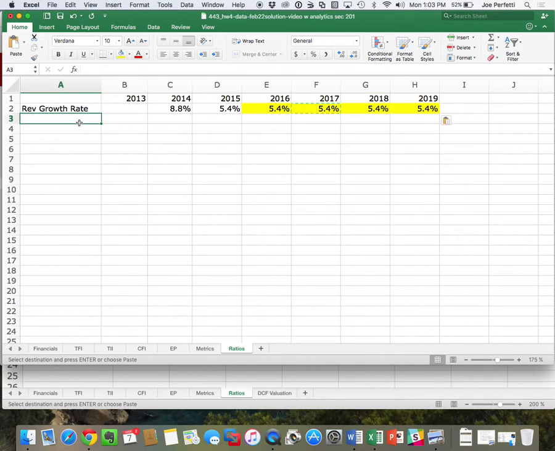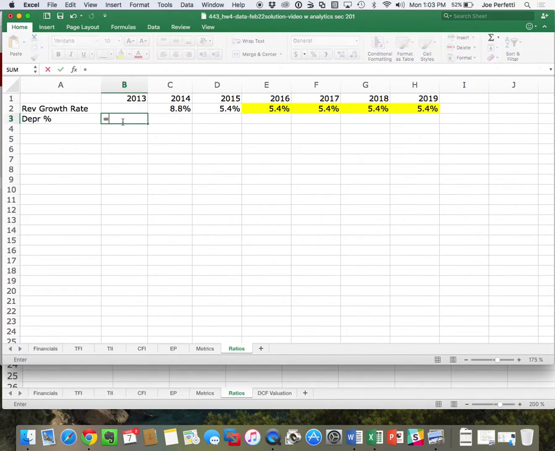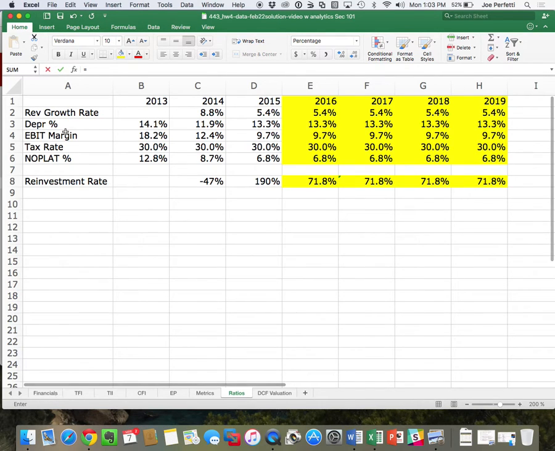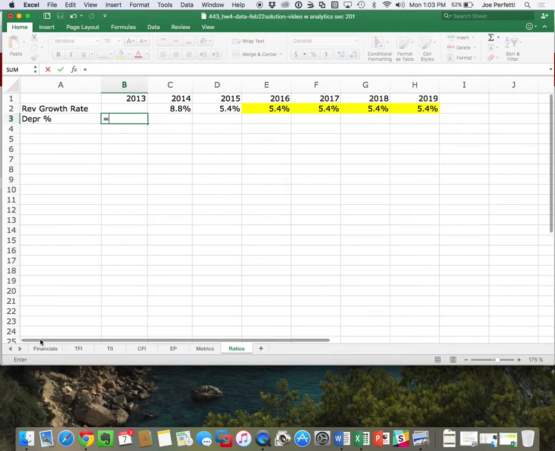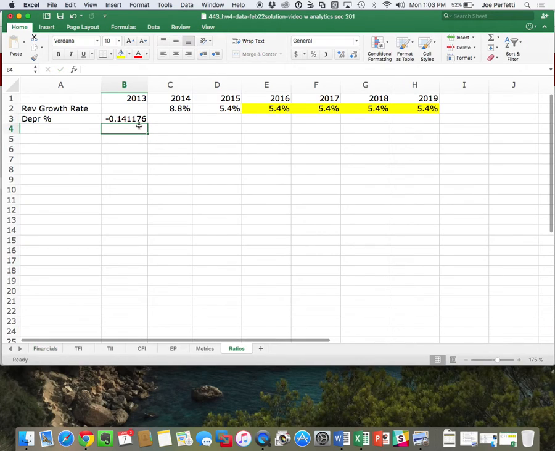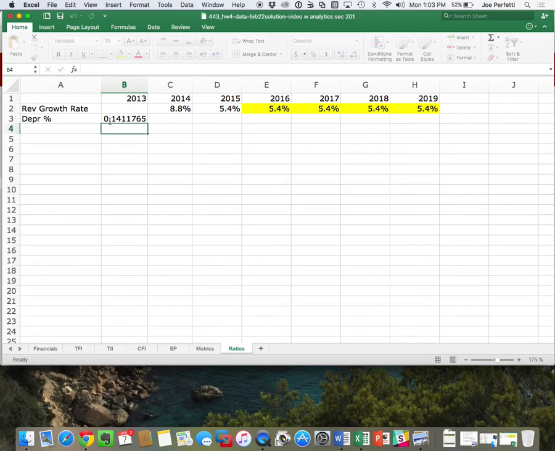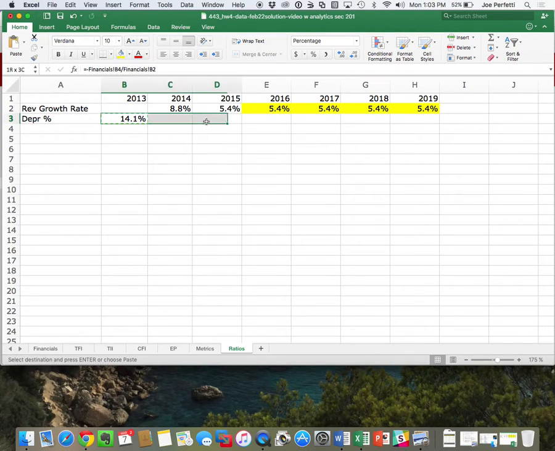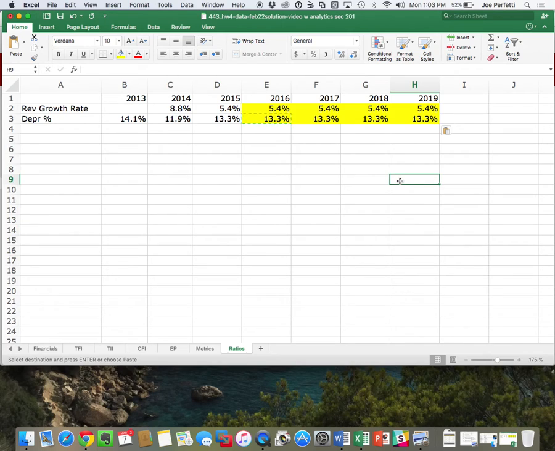Next, I need my forecast for depreciation as a percentage of sales, which right now in 2013, I can get by going back to my income statement. I have my depreciation divided by revenue. This is my depreciation as a percentage of revenue, which I'll treat as a positive number. Historically, copy, paste, copy, paste. And then for the future, I'll leave it current, copy and paste. So that's my depreciation as a percentage of revenue.